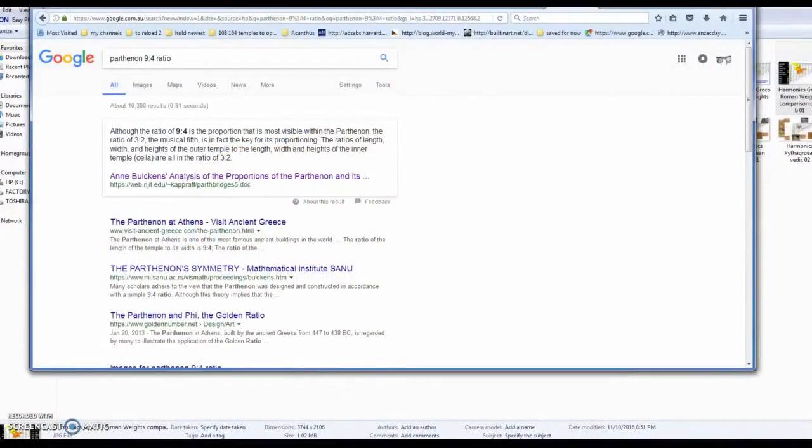Hello, this will be a follow-up to the video I posted yesterday in regards to the Parthenon. While I was looking stuff up, I came across this particular paper, Anne Bulkens' analysis of the proportions of the Parthenon and its meaning.